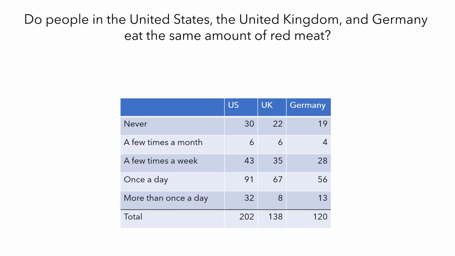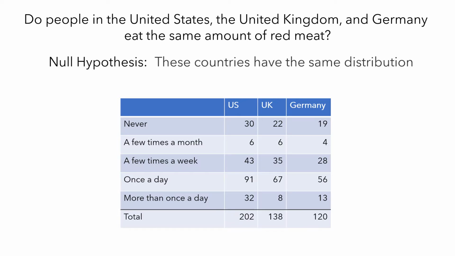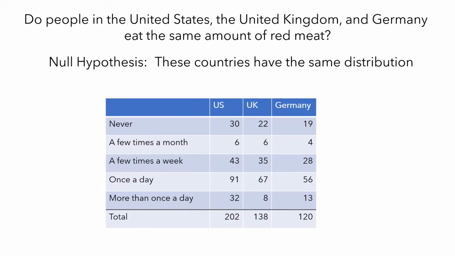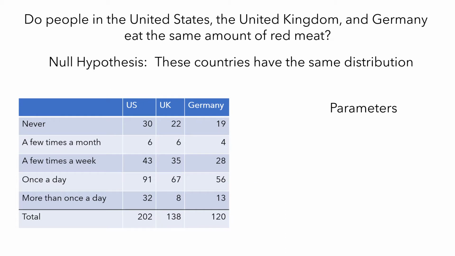Now, the null hypothesis is that these three countries all have the same distribution. In order for us to more clearly articulate this, we need to specify what all of the parameters are. I'd like you to pause the video and think about what the parameters are. It turns out that there will be 15 parameters.